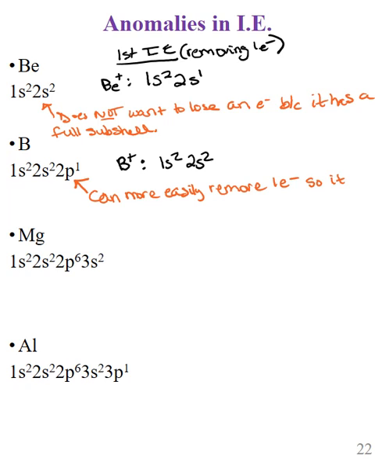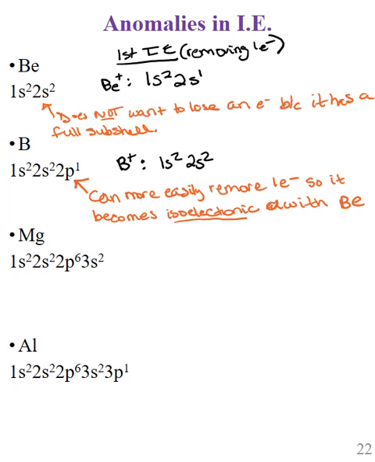And we have this new vocabulary word: isoelectronic means it has the same electron configuration as beryllium. Now beryllium has a full subshell already, so it's happy, 1s2, 2s2.